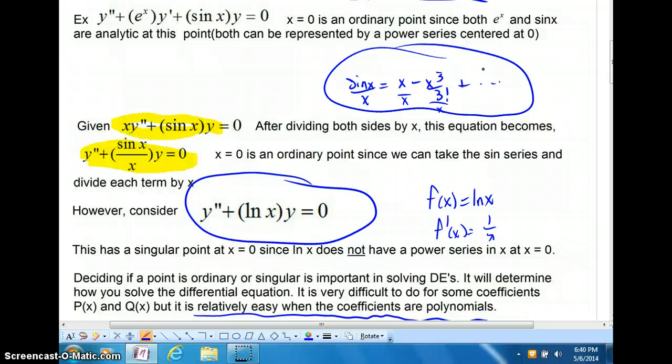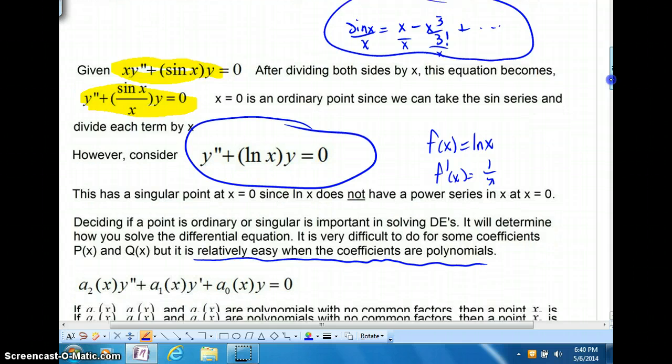However, take a look at the natural log of x. You cannot get a power series centered at x equals 0. As you're trying to create that, first of all, you're not going to be able to have one of the memorized forms that we've used in the past. But even as you try to generate it through derivatives, you would get, unfortunately, undefined values. So we're not going to have a power series there.